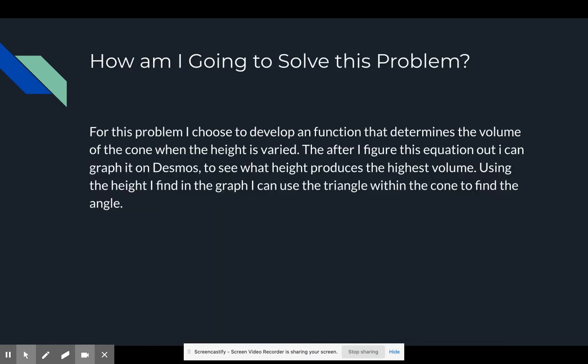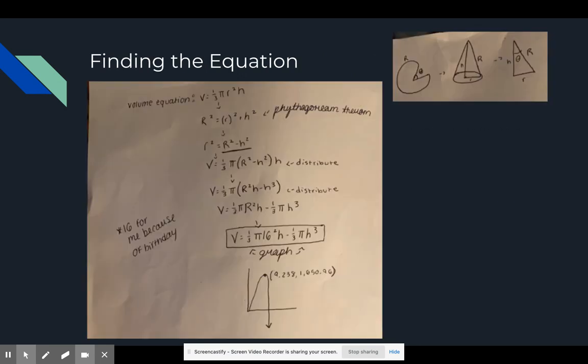So how I am going to solve this problem. I chose to develop a function that determines the volume of the cone when the height is varied. Then after I figure this equation out, I can graph it on Desmos to see what height, the x value, produces the highest volume, which would be the y value. So using the height I find in the graph, I can use the triangle within the cone to find the angle. So here's how I went about solving it.